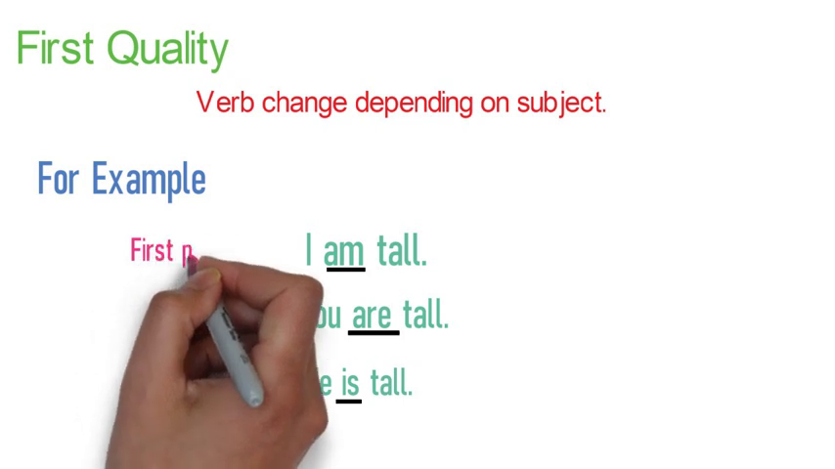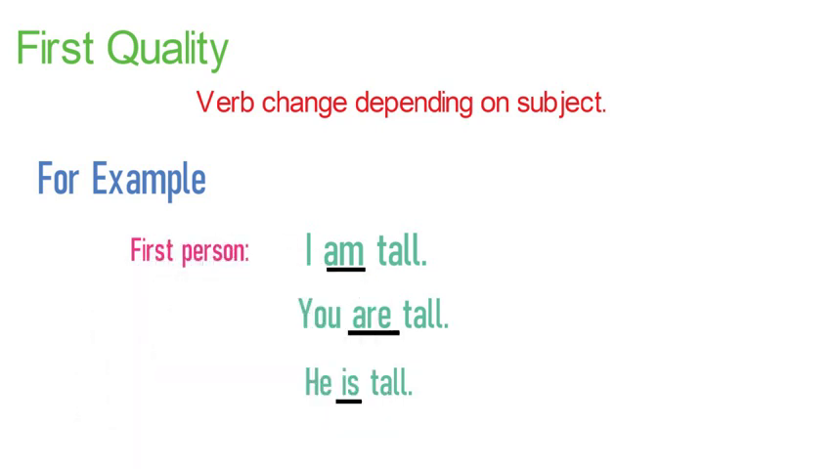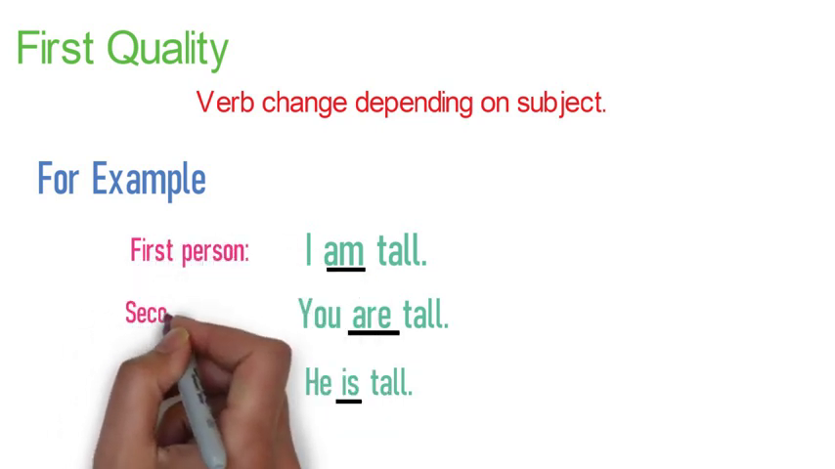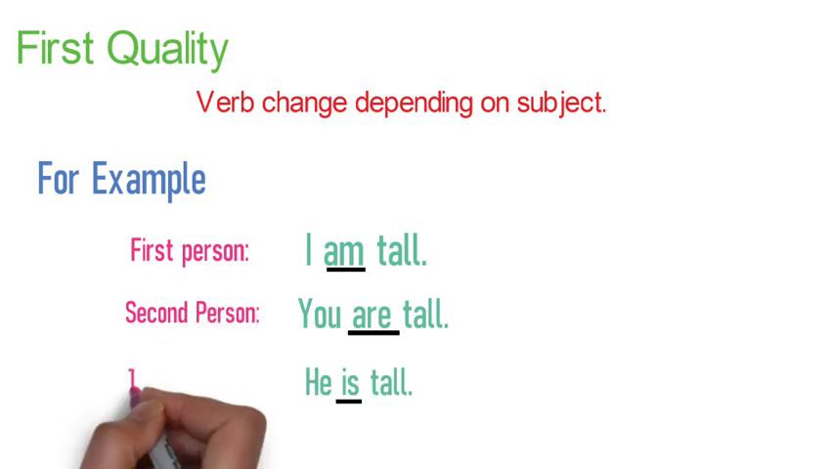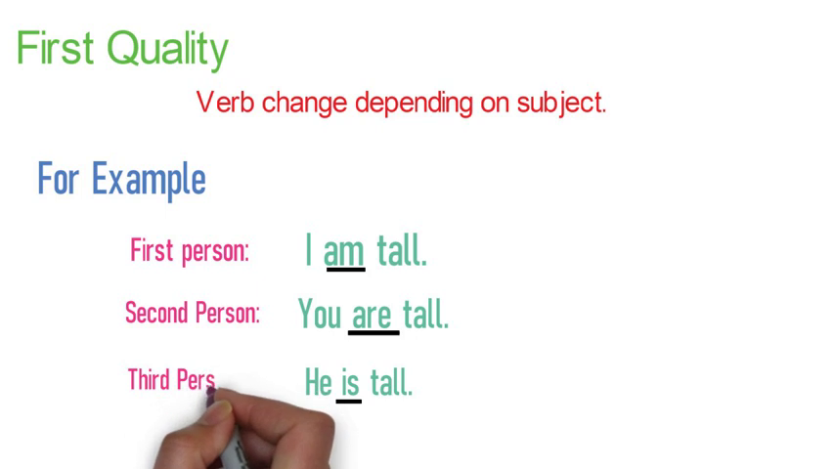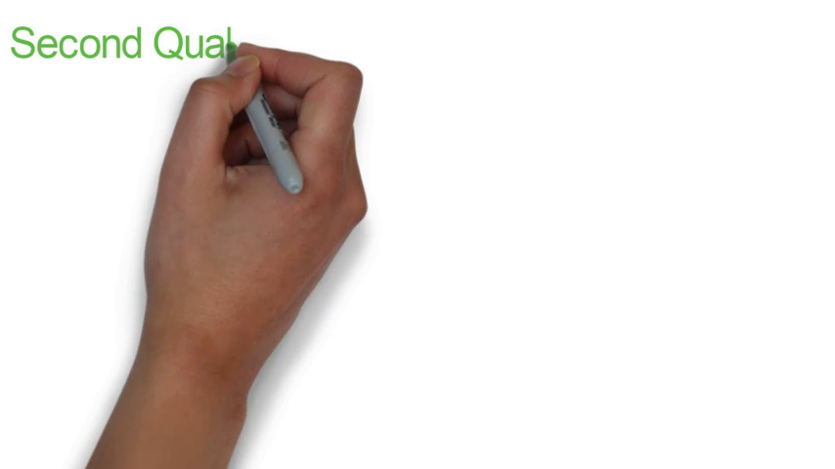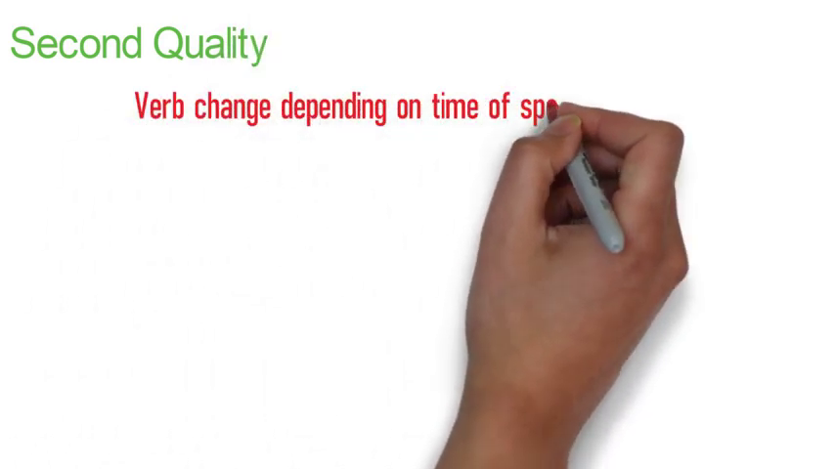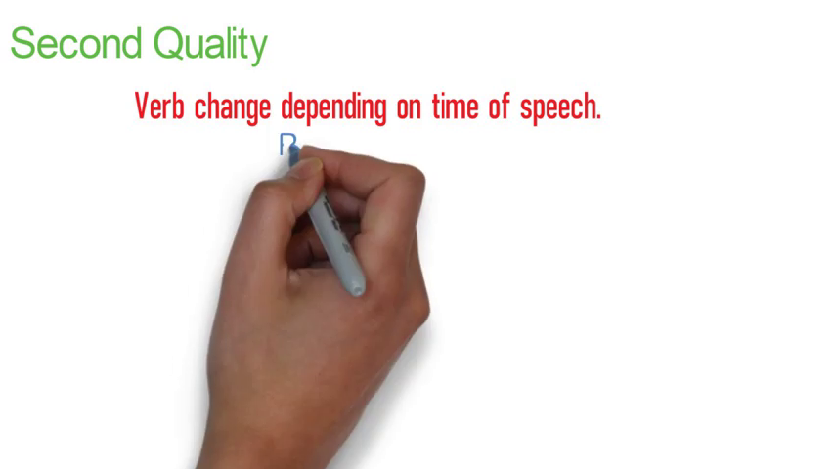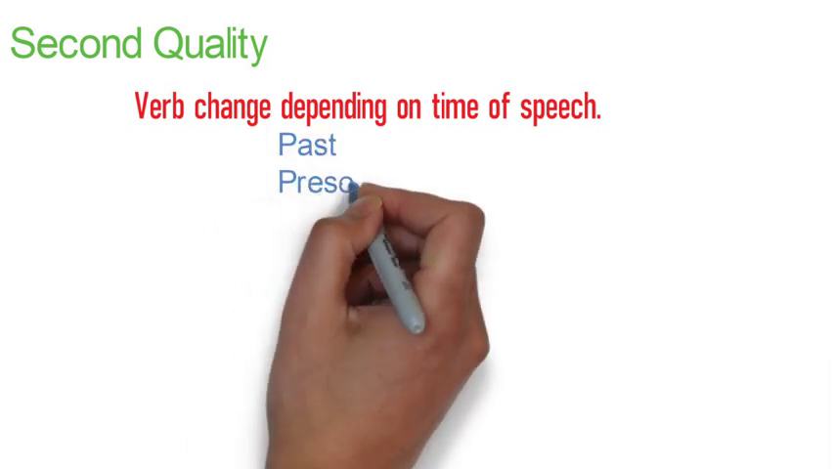In first person, the verb is am. In second person, the verb is are. In third person, the verb is is. So according to the change in subjects, the verbs also change. The second quality of a verb is that the verb changes according to the time of speech, which is past, present, and future.